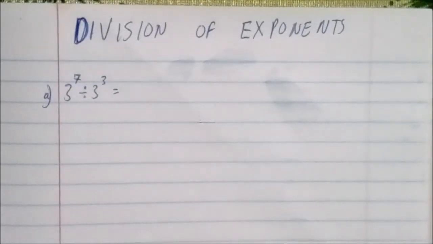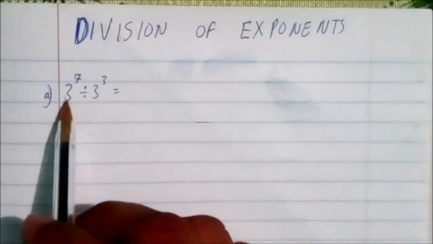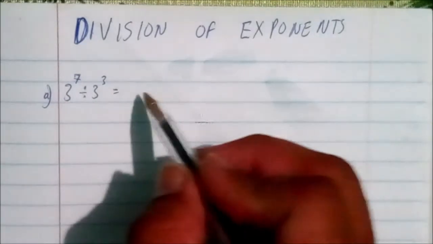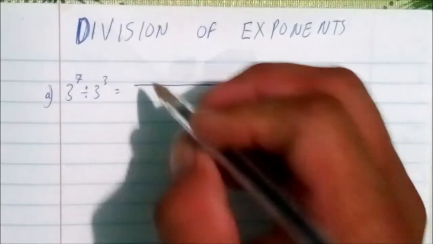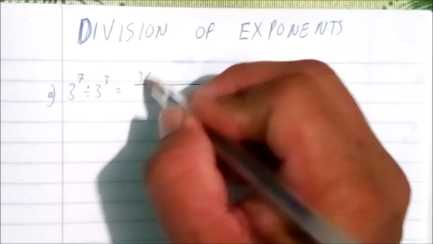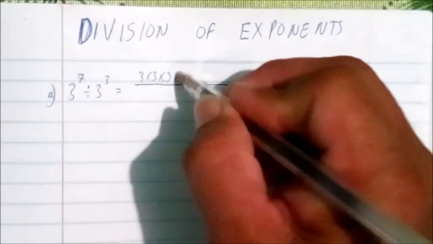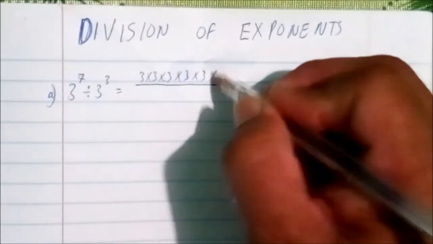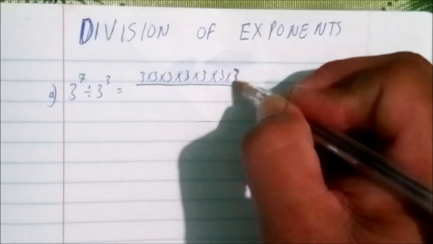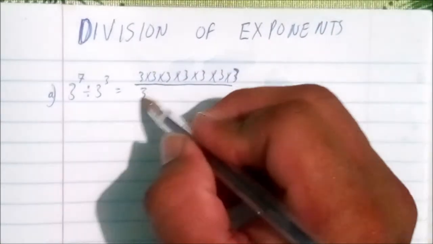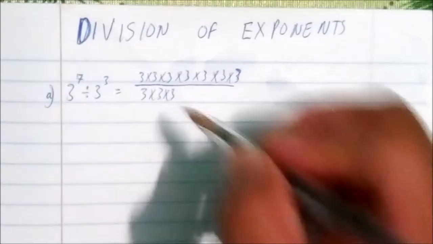What does that mean? Well, we can expand this out, so that we can get our rules for using exponents in division. According to this, this is the numerator and this is the denominator. So we would draw a line and we would say 3 times 3 times 3 times 3 times 3 times 3 times 3. There are 7 3's at the top and there are 3 3's at the bottom.